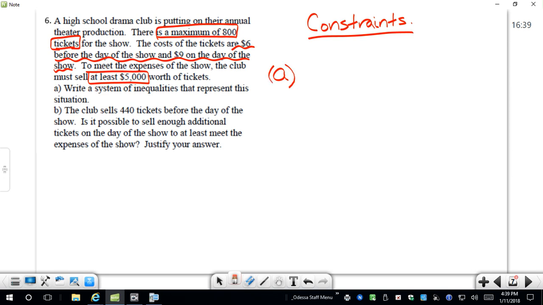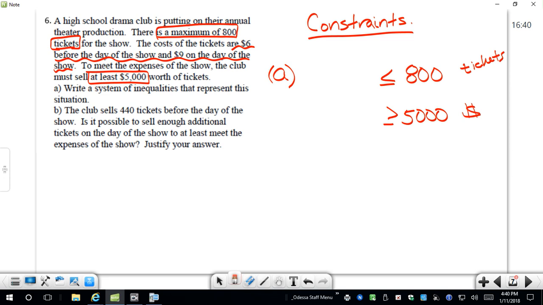So for part A, we're going to go ahead and write our system of inequalities. Now, I'm going to start with the two constraints, guys. So the first constraint was 800. And that had to do with the tickets. That's as many as they can sell. So we're talking that the number of tickets they sell must be less than or equal to 800. So this has to do with tickets. The $5,000, that's the amount of money they must make. So they must sell at least $5,000 worth of tickets. So at least, guys, is greater than or equal to 5,000. And remember, this is money.